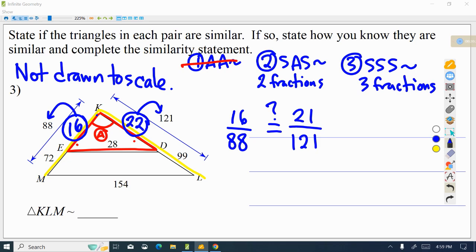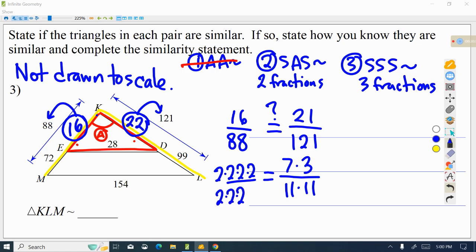So we break down the fractions. It's probably the most important skill here. 22 is 2 times 11, and 121 is 11 times 11. That gives us a problem because these numbers are all prime. There's nothing that we can cancel off the top or bottom. But we're going to put this one over here into prime factors, right? 16 is 2 times 2 times 2 times 2, and 88 is 2 times 2 times 2 times 11.